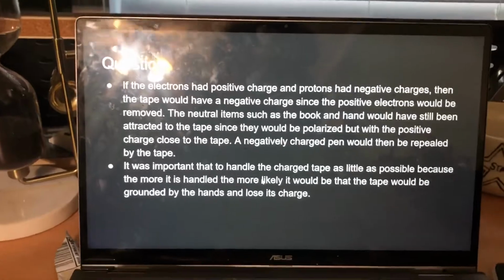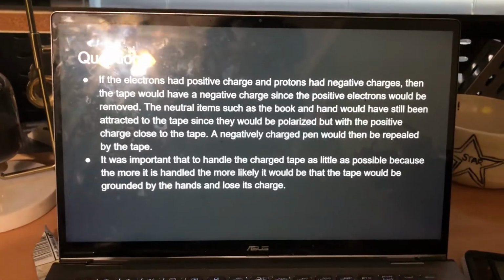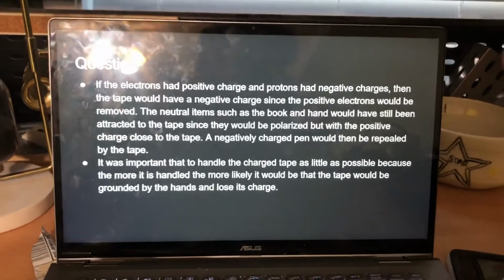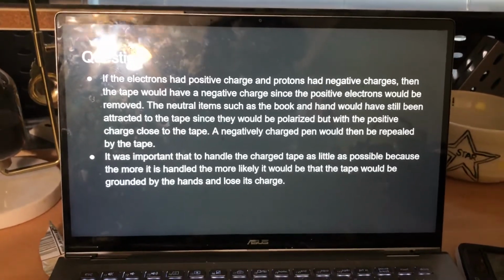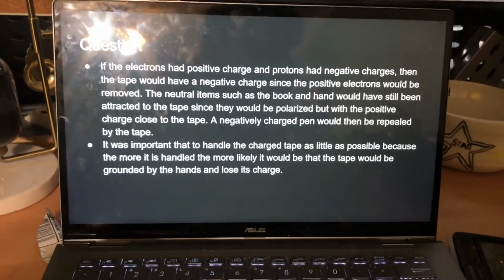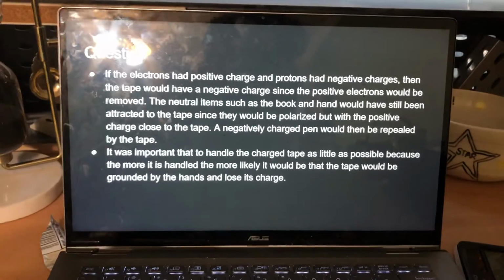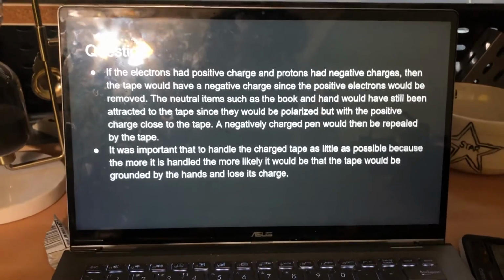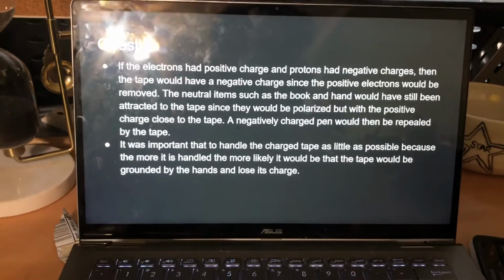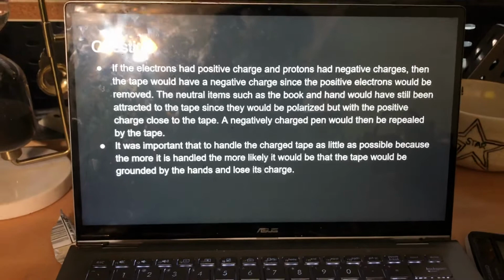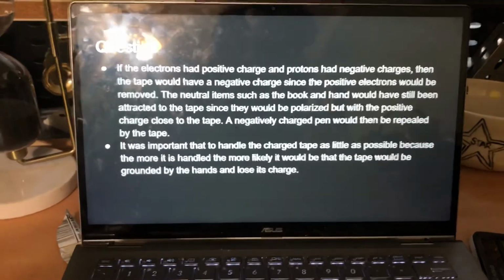And then also found is that if electrons had positive charge and protons had negative charge, then the tape would have a negative charge, since the positive electrons would be removed. Neutral items such as the book and hand would still be attracted to the piece of tape, and they would be polarized, with the positive charge pushed towards the tape, and then a negatively charged pen would be repelled by the tape.